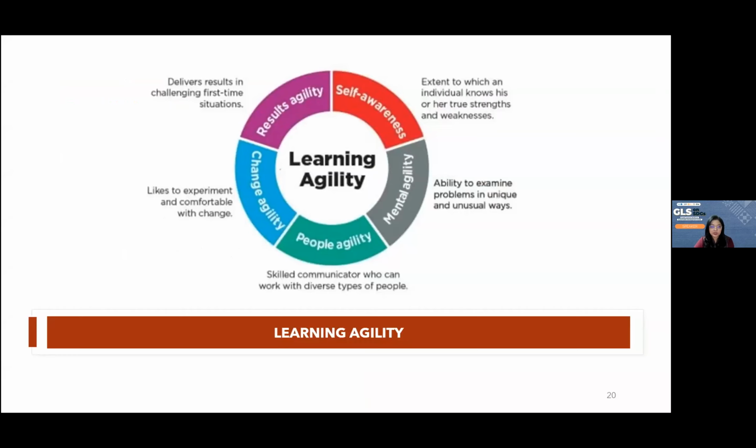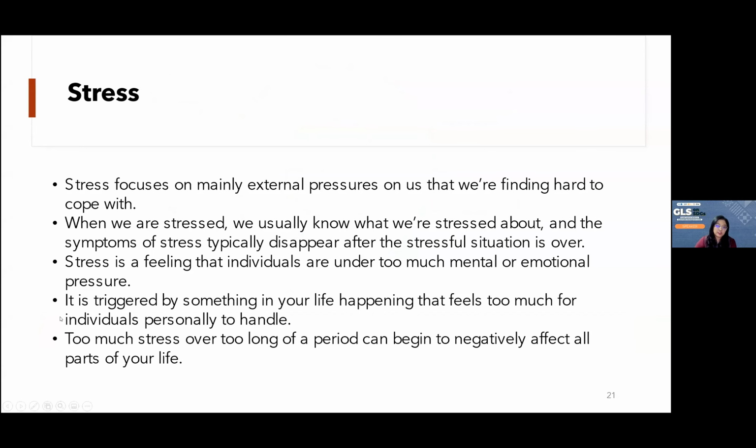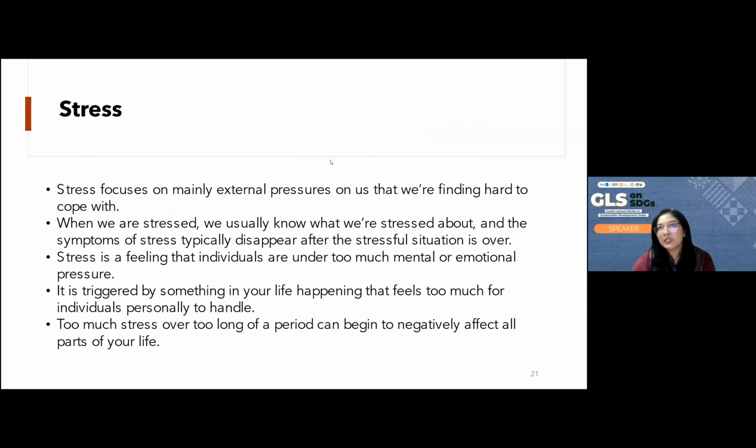So you need to be skillful in experimenting, to do things, and you need to deliver results in challenging first-time situations. You need to know your new partner's strengths and weaknesses, and you need to examine a problem in very unique and unusual ways. And also you need to keep in touch and get along with people of different types. So we jump to the situation where sometimes we face a new situation and you need to demonstrate your learning agility.